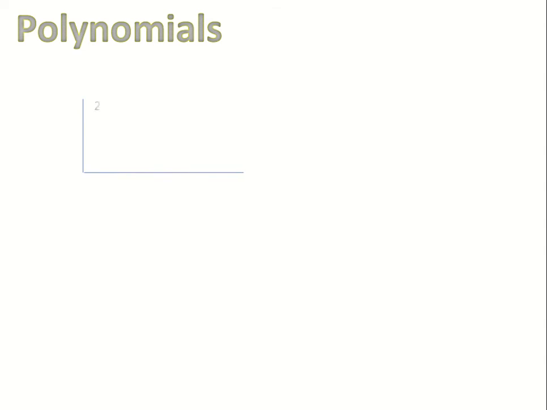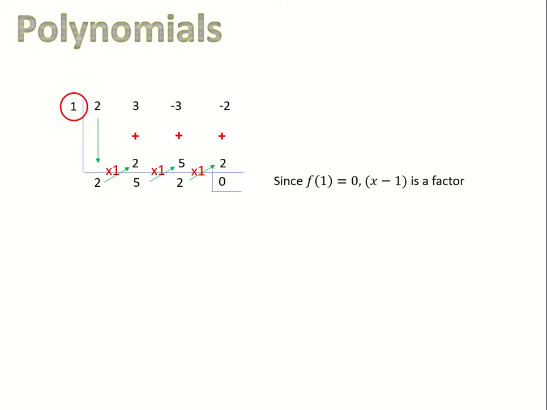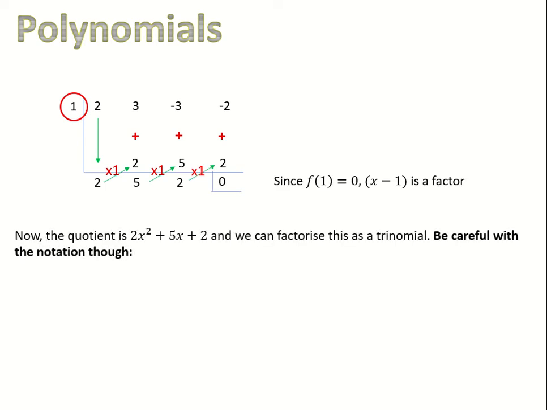But so now we can go through and take the coefficients that we've just taken from the bottom of our previous synthetic division, and we can use that again with 1 to find out our next quotient. So 2 times by 1 is 2, add the 3 is 5, times by 1 is 5, add the minus 3 is 2, times by 1 is 2, add the minus 2 is 0. Again, just get into the habit of using that. So the quotient this time is 2x squared plus 5x plus 2.